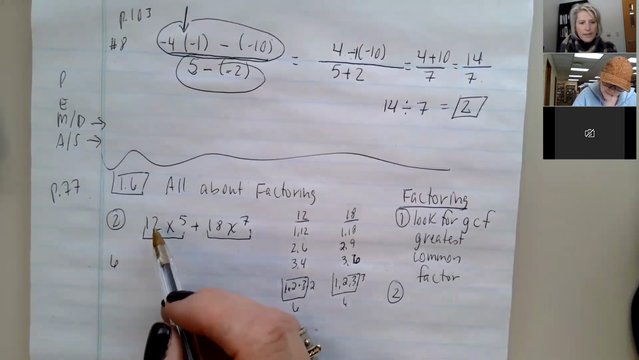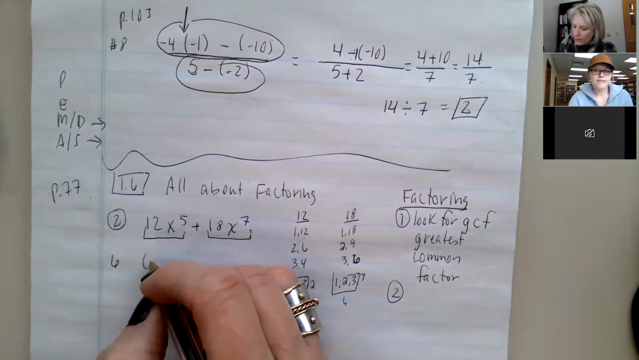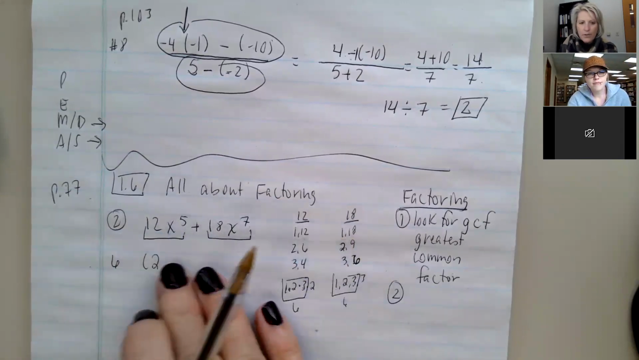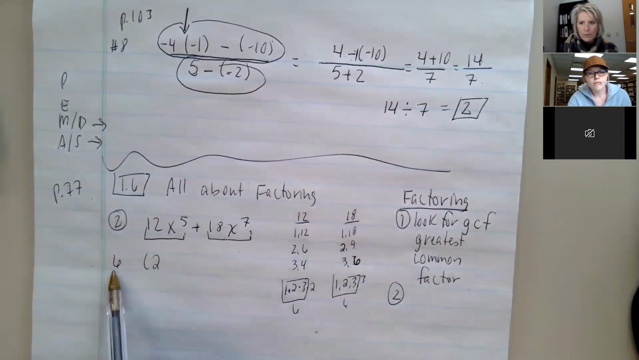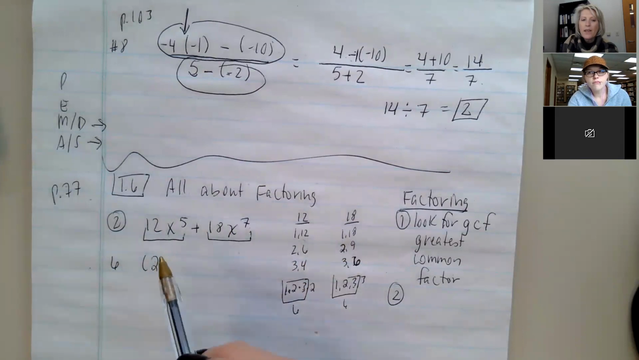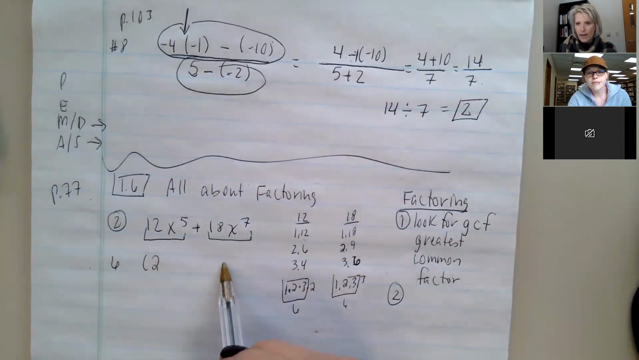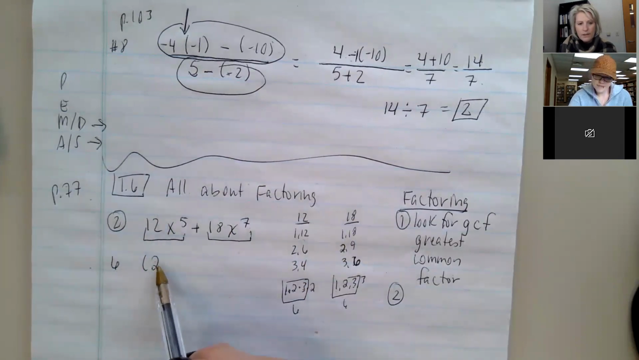Okay, so when I take 12 and divide by 6, I have 2 left. So I'm going to create a parenthesis here. Everything that's in common is going to come out front. That's what I'm factoring out. And then whatever's left over has to stay on the inside. So 12 divided by 6 is a 2.